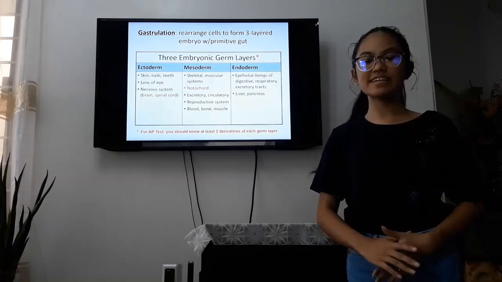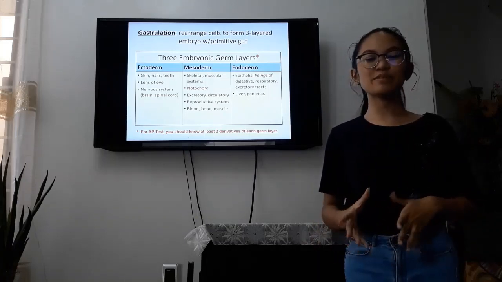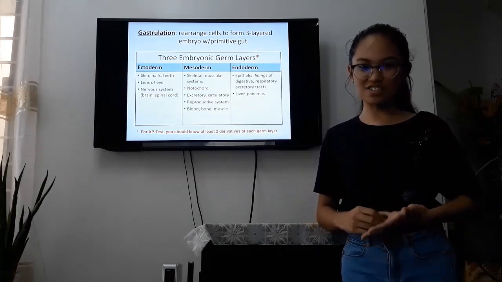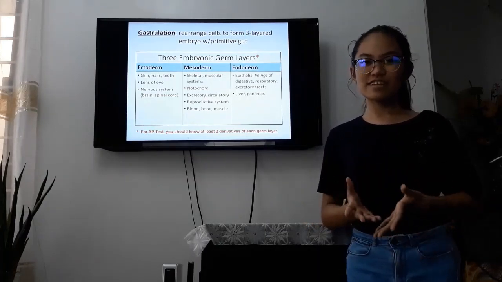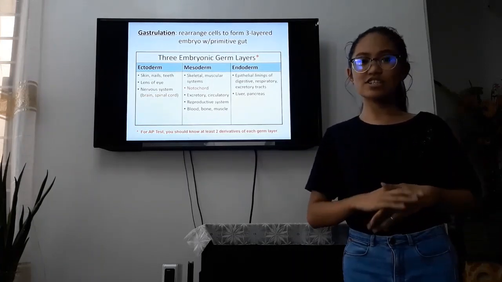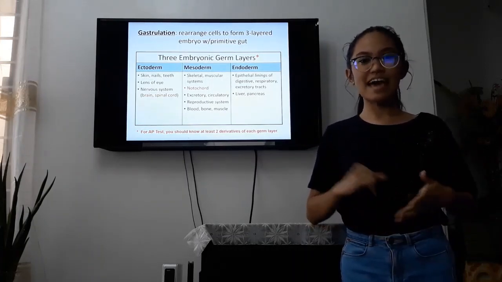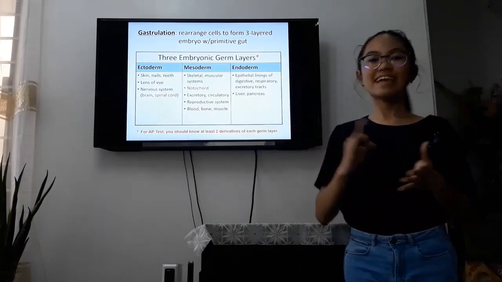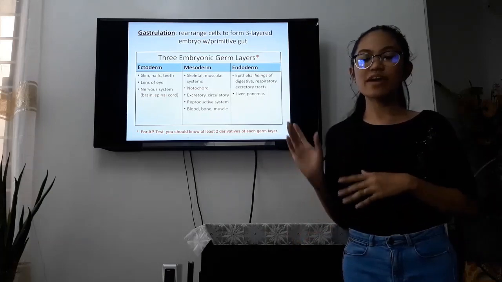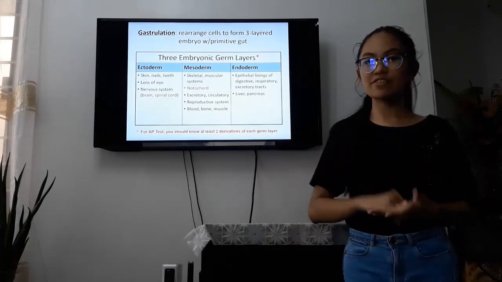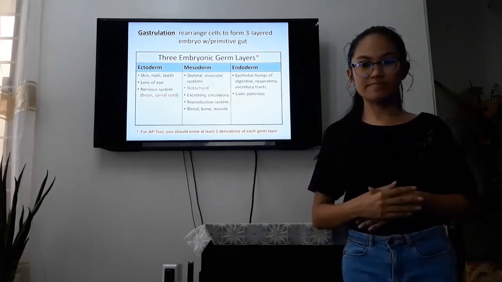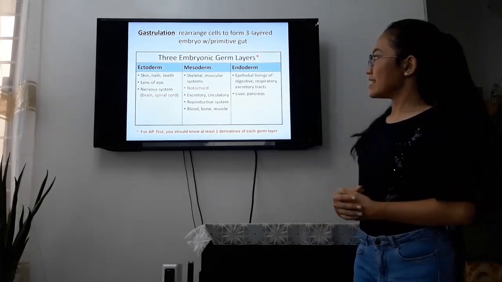So after the implantation of the blastocyst in the endometrium of the uterus, another process begins, which is called gastrulation. To define gastrulation, it is the early phase of the embryonic development in which three germ layers are formed, namely the ectoderm, the mesoderm, and the endoderm. I will explain later how the cells of every germ layer eventually form specific organs, systems, and structures found within a human body. So let us begin with the ectoderm.